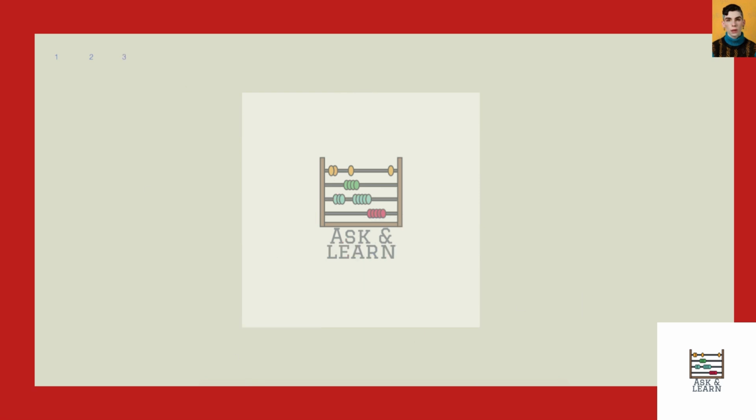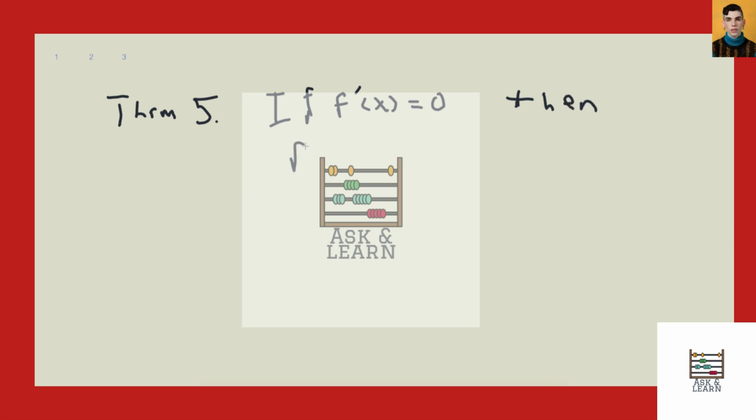And we're going to move to the next page. There is actually a theorem in this chapter, called Theorem 5, that you could refer to. Theorem 5 basically states that if f prime of x is equal to 0, then f of x is equal to c. And that makes sense, because if you have a derivative that's equal to 0, the only way is if c is a constant.